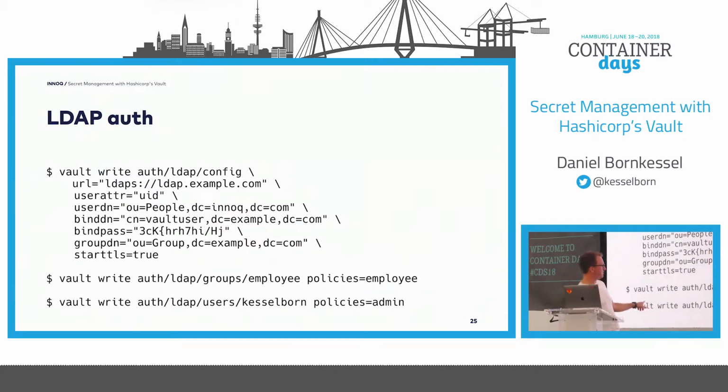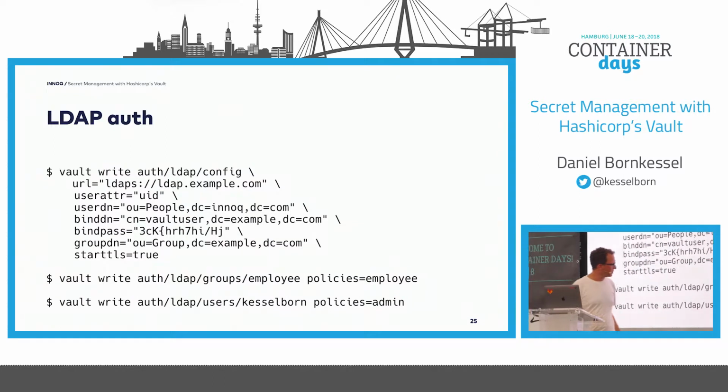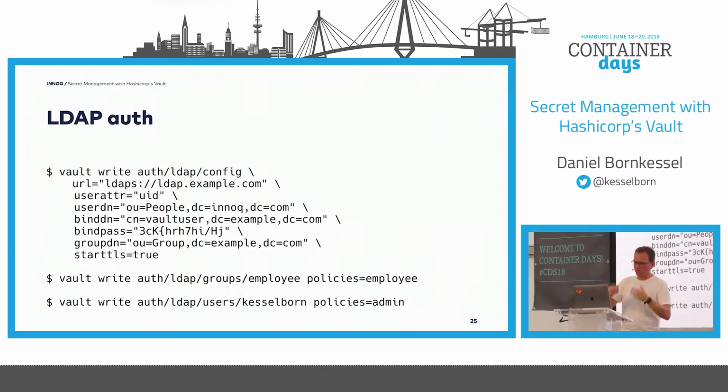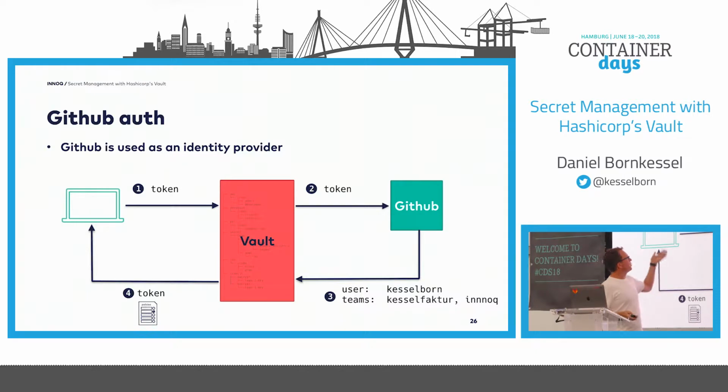So in this case, if the user Kesselborn logged in and is part of the group employee, the token would have the policies employee and admin attached to it. As I said, tokens can have multiple policies and they all add up, and the mixture of them decides what you can read and what you are not allowed to read. GitHub Auth is actually the same idea. Instead of groups, it's teams, but the rest of it is true as well.